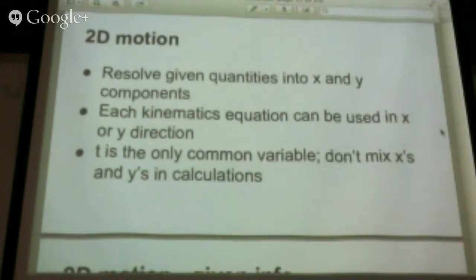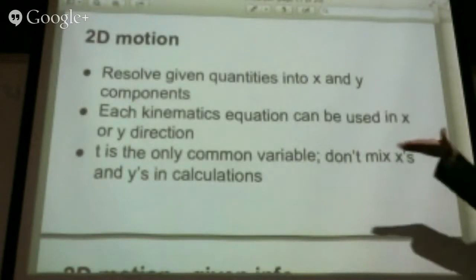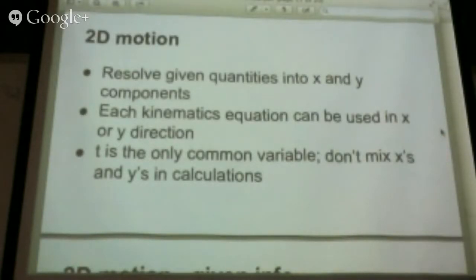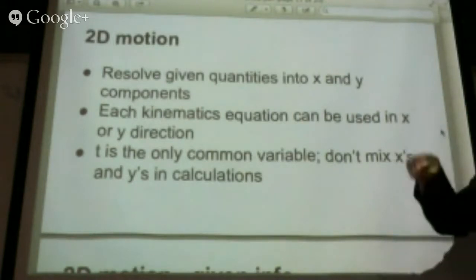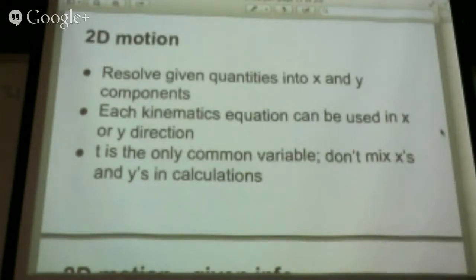With 2D motion, we have to work in only the x direction or only the y direction for any given calculation. So we don't want to mix and match variables. If you've got some horizontal speed, you're not going to use acceleration as 9.8 meters per second squared downward in that calculation. If it's a projectile, yes, it's accelerating down at that rate, but that has to be paired up with y velocities and y displacements.